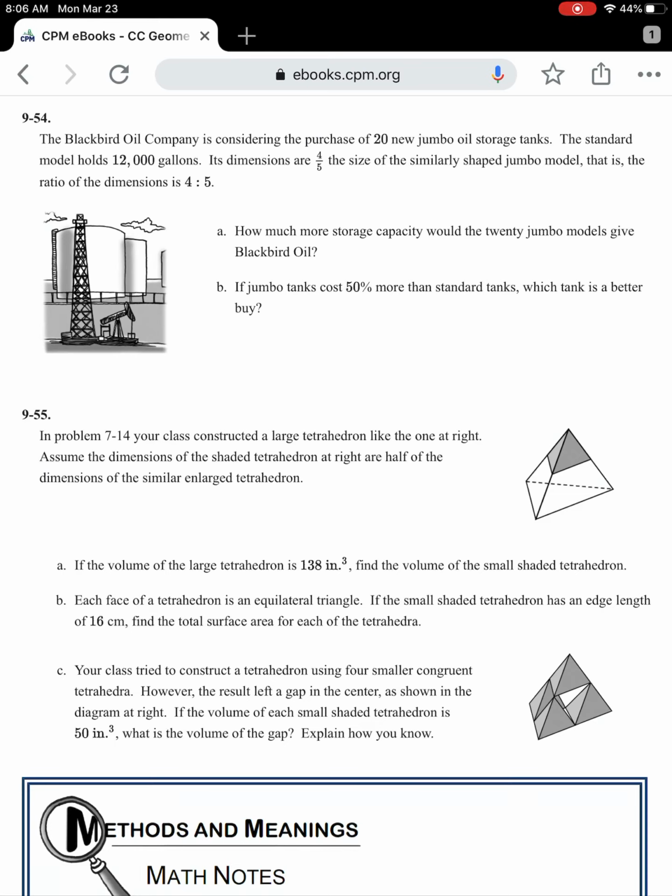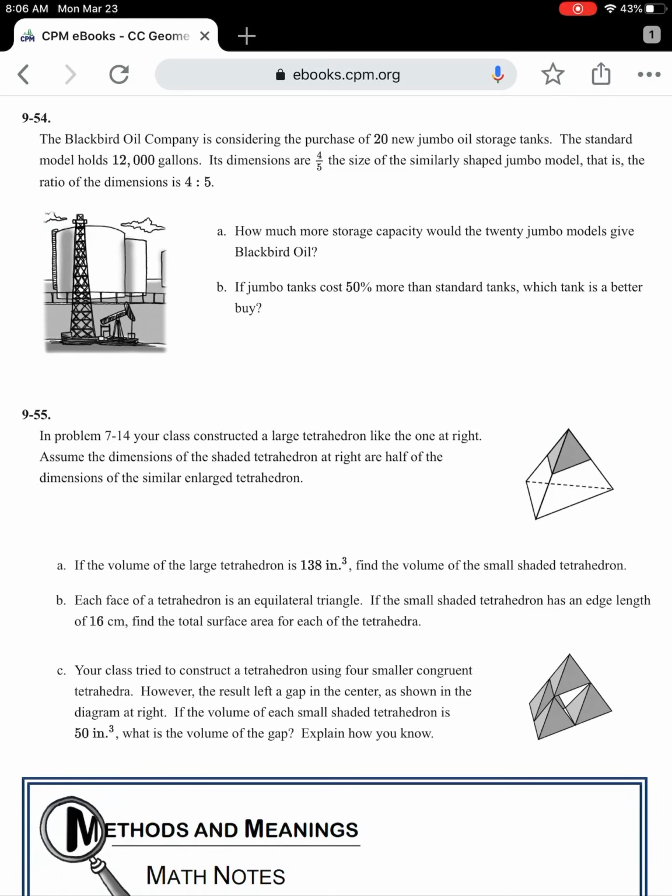For the final part, we're given an incomplete tetrahedron that was created using 4 small ones, which we can assume still have that scale factor of 2 to the large one. And now we're told that the volume of each small one is 50 cubic inches, and that's enough to find the volume of the gap. Because if a small one has a volume of 50 cubic inches, to get the volume of the large, we take the scale factor of 2 and we cube it to get 8, and 8 times 50 is 400 cubic inches. So the total volume of the large one is 400 cubic inches.